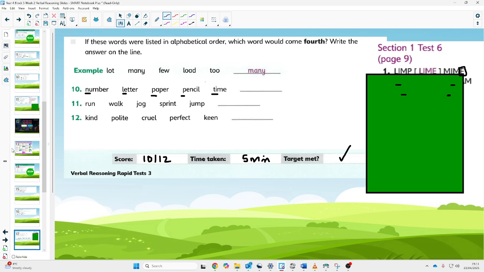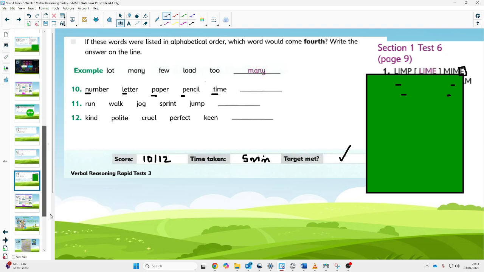You may well find with that one, compared to the first test you did, that it might have taken a bit longer. And maybe because of this last final question, where you have to put things in alphabetical order, that is probably going to take you a little bit longer, so don't worry if that is the case.